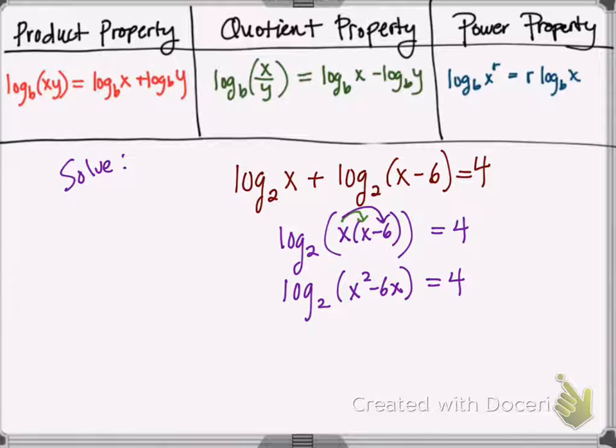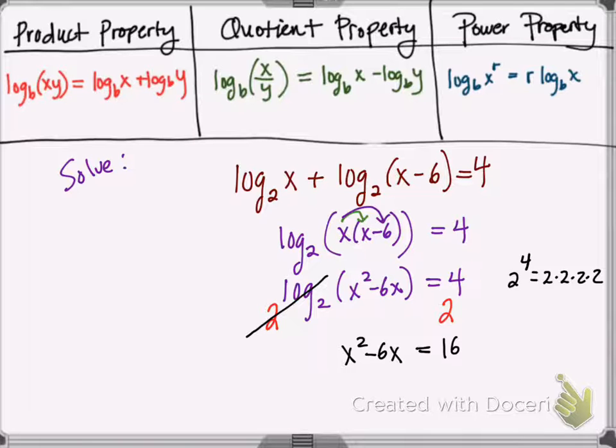So from here, in order to get rid of the log, I'm going to exponentiate. So we look at the base here, it's 2, so that's the base that we're using. So base 2 on the left side and base 2 on the right side. We exponentiate because exponents and logs are inverses, so that cancels out, and you're just left with x squared minus 6x, and that's equal to 2 to the 4th power, which is the same thing as 2 times 2 times 2 times 2, which is 16.